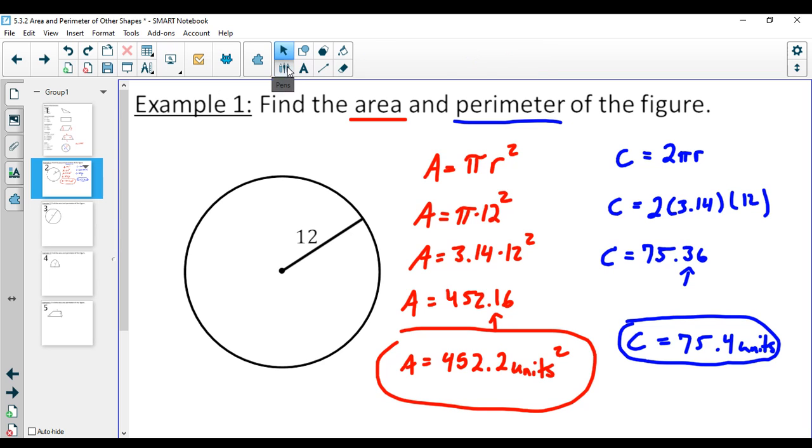So a little bit of review on circles. We're going to do a couple more involving circles after this. That's your basic one, if you're given the radius.